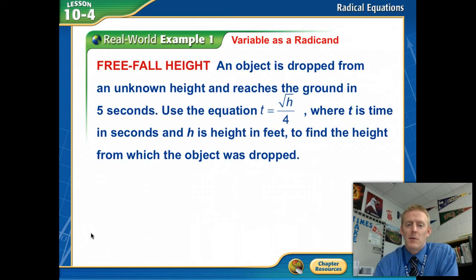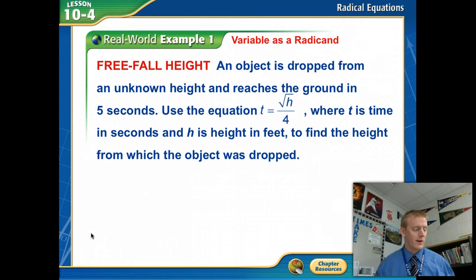So here's our first problem. An object is dropped from an unknown height, and it reaches the ground in 5 seconds. Use the equation t is equal to the square root of h divided by 4, where t is the time in seconds and h is the height in feet, to find the height from which the object was dropped.